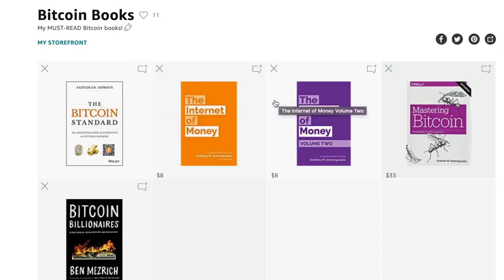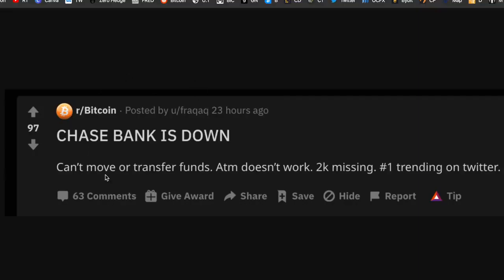The 3 other favorite books I have are The Internet of Money from Andreas Antonopoulos, The Internet of Money Volume 2, and also Mastering Bitcoin, which is also by Andreas Antonopoulos. The Bitcoin Standard was written by Saifedean Ammous, and it's a fantastic book about the monetary history and why Bitcoin has value.